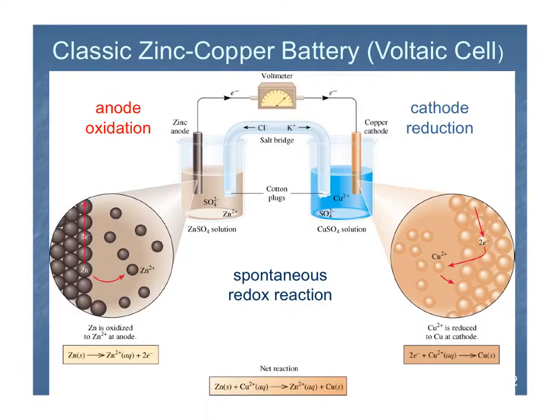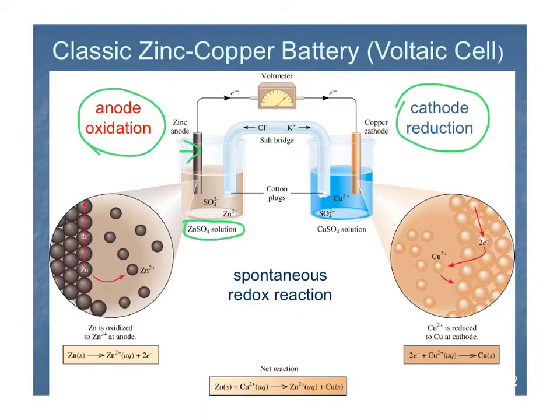Let's look at some elements in a voltaic cell using the common zinc-copper battery. Now in this case, because zinc is a stronger reducing agent than copper, zinc will be oxidized at the anode, whereas copper will be reduced at the cathode. In the anode, you also see a solution of zinc ion in addition to the zinc solid anode.